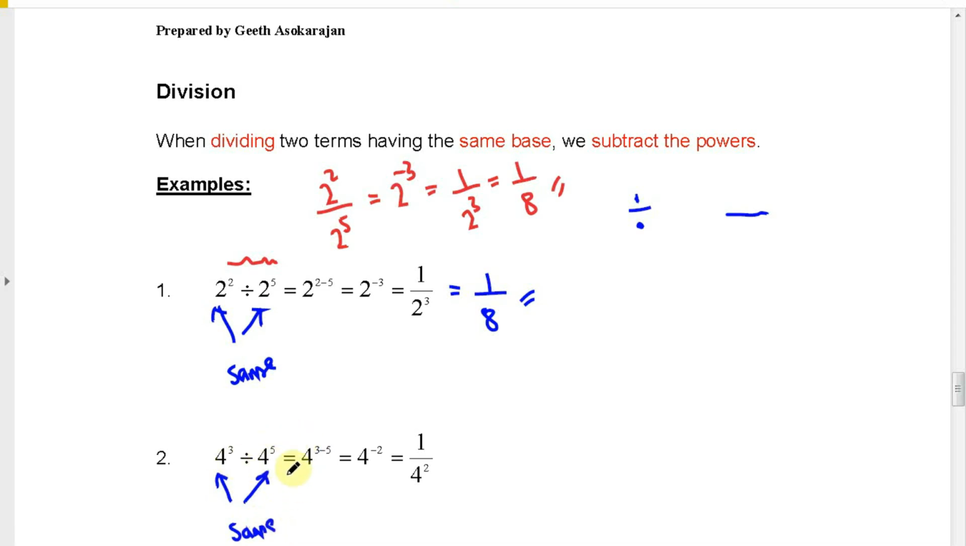So the bases are the same. We need to subtract the powers. So it's going to be 4 to the power 3 take away 5. 3 take away 5 is minus 2 power. And remember, we can go one stage more. We got a negative power. 4 to the power minus 2 is 1 divided by 4 to the power minus 2 turns to plus 2. And 4 to the power plus 2 is 16. 4 times 4, 16.